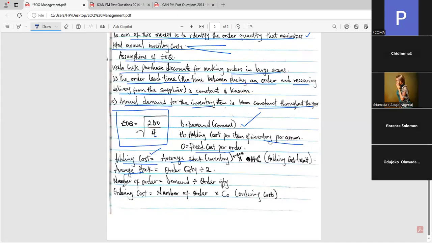The next one is number of orders. Number of orders is the number of times that you order. In case you are told to calculate the number of times that a company will place an order, the number of times that a company will place an order is equal to demand divided by order quantity.